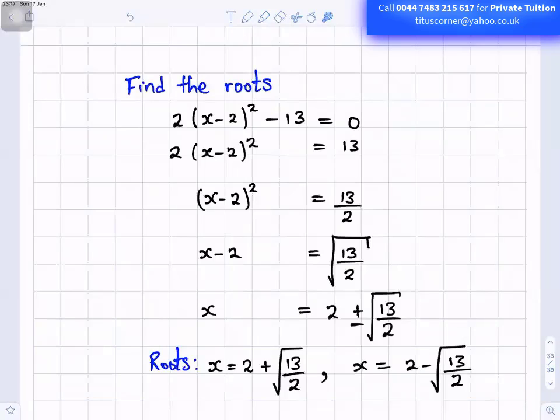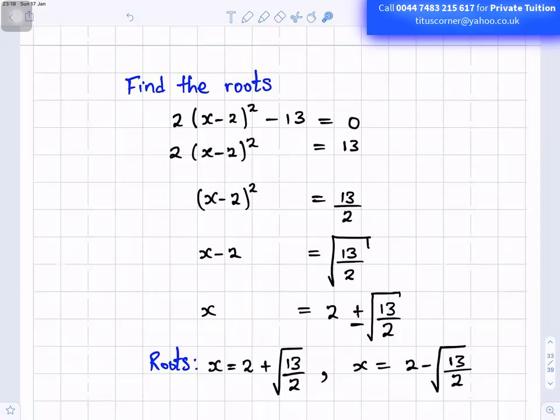Next thing is to find the roots. The roots are where it crosses the x-axis, so that means y is 0. We solve that equation. We'll take 13 to the right. So we have 2 bracket x minus 2 all squared equals 13. It's times 2, so we divide by 2. So 13 divided by 2 is x minus 2 all squared. We take the square to the other side. It becomes square root. Square root of 13 over 2 equals x minus 2. And the minus 2 goes to the right. It becomes 2 plus or minus square root of 13 over 2.